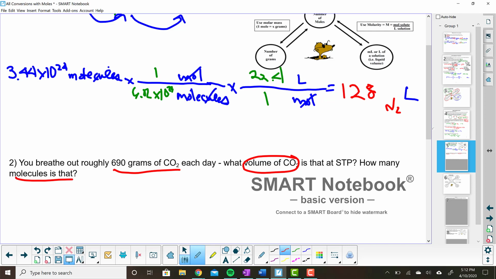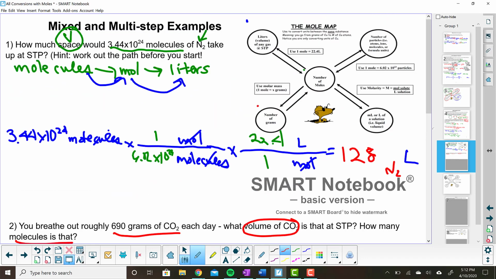Let's first go from grams to volume, because that's the first question. So to go from grams to volume, this is where I'm going to start. I'm going to start in number of grams. So I'm going to go from grams, and I need to get to volume. So this is where I need to end up. To get there, I have to go through moles. Okay? I'm going to start in grams, I'm going to go to moles, then I'm going to go to liters.